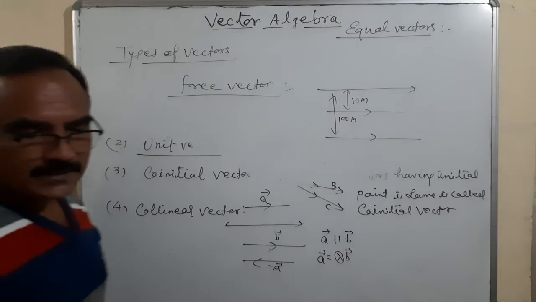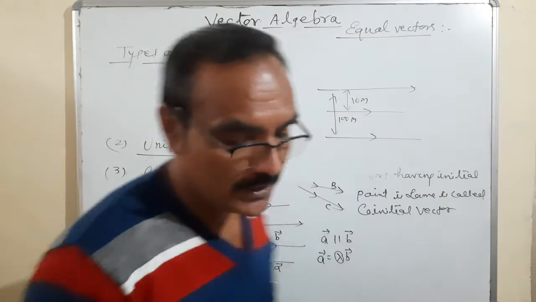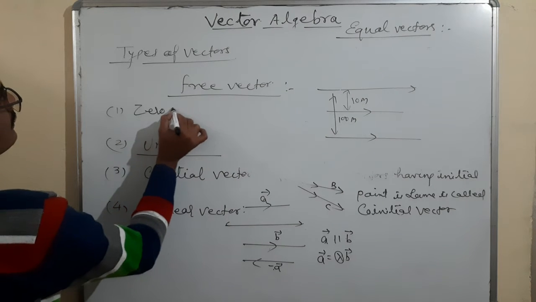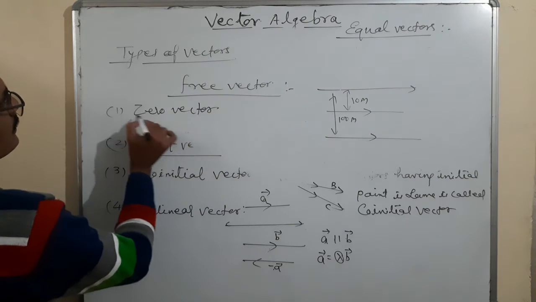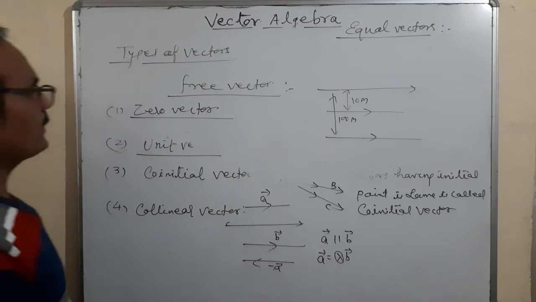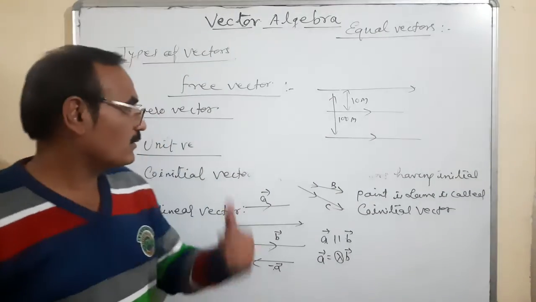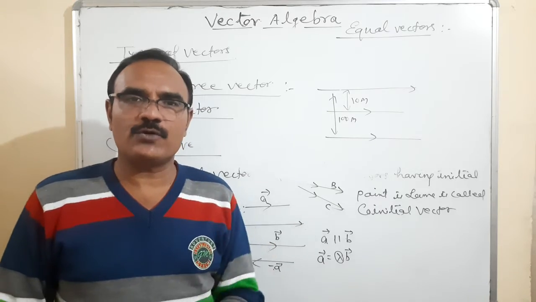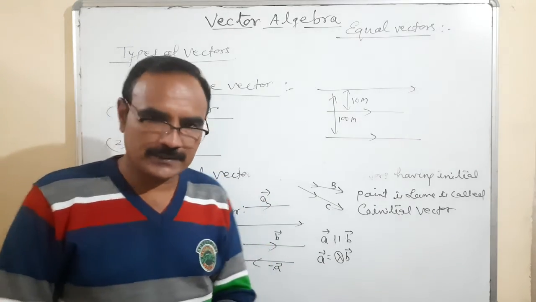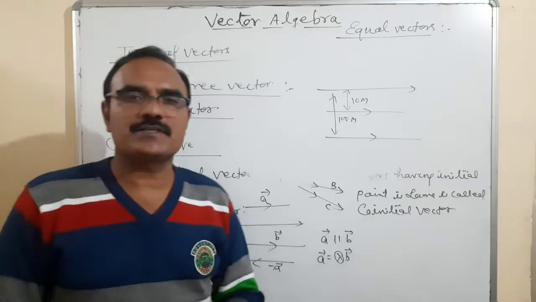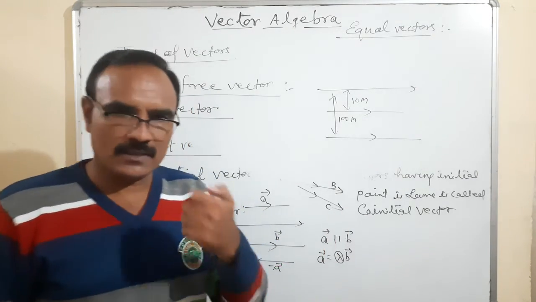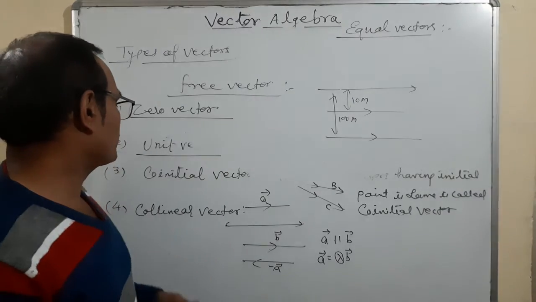So these are the types of vectors. Number one is the zero vector. Once again, let us discuss that. By the way, I think you don't have any problem remembering all these things. The zero vector is a vector whose magnitude is zero. The second one is the unit vector. Its magnitude is one only. It's 1 centimeter, 1 meter, 1 kilometer, whatever it is. One unit of magnitude is called a unit vector.